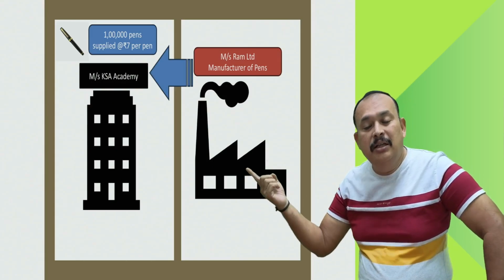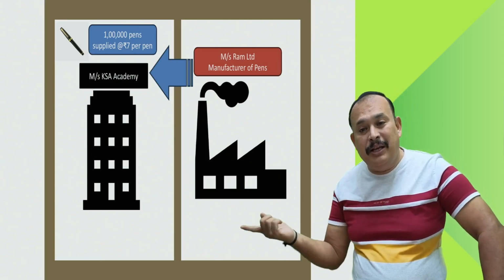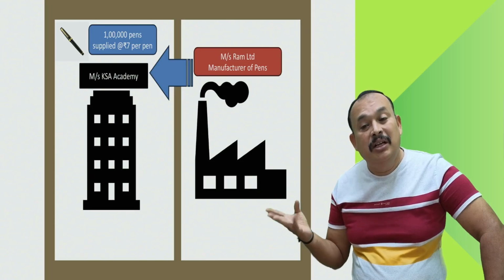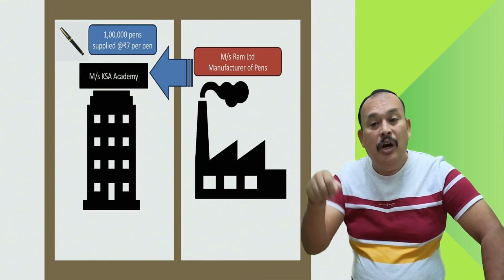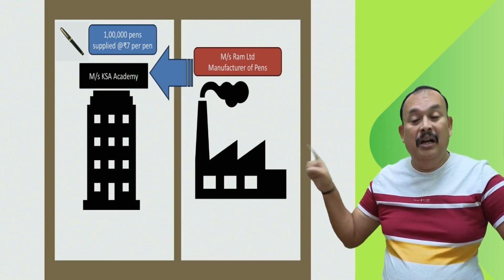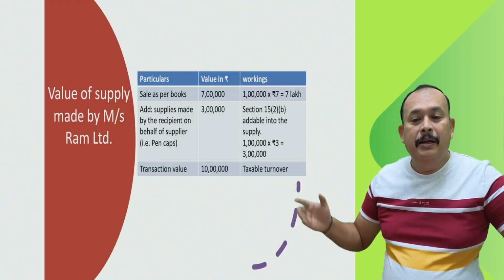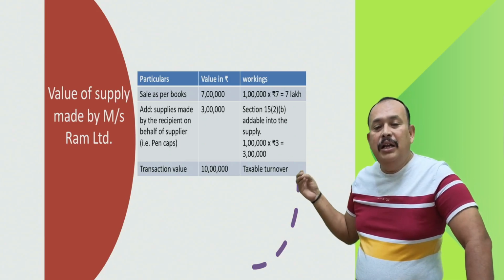Add to that the value of supply made by the recipient to the supplier. How much value? 3 lakhs worth. It should be added back, and the other value, how much? 10 lakhs, on which RAM will be liable to pay GST. Not on 7 lakhs. Look here. Value of supply.